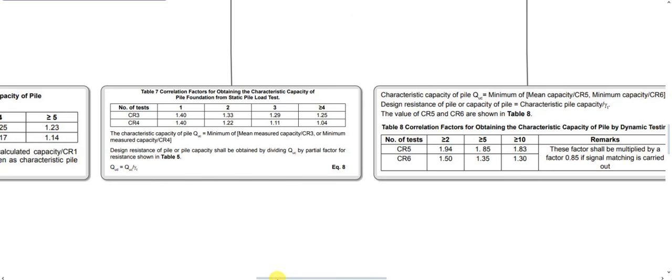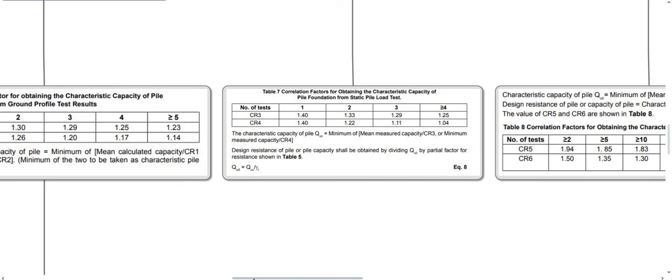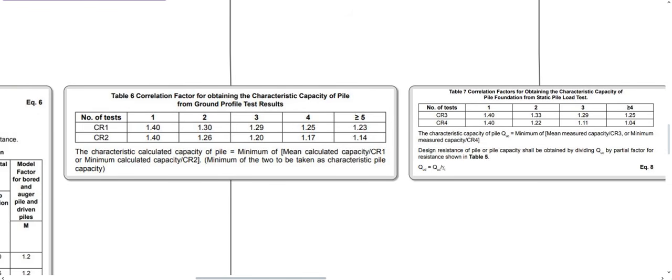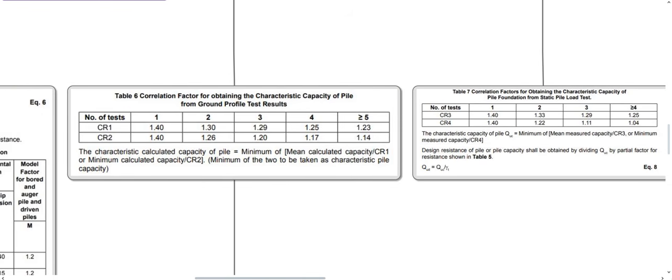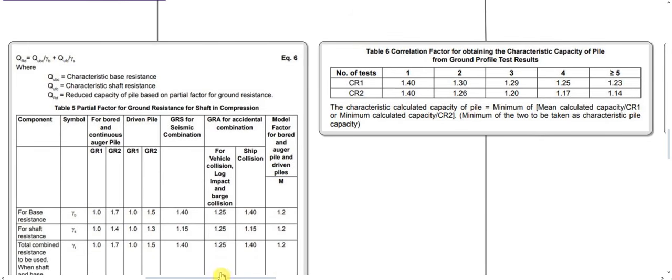So in this case, we don't have separate capacity for base and shaft, so we need to divide it by gamma T. Again, sorry, in our previous section also we need to follow this method, that we need to divide it by gamma B and gamma S and then further divide by the model factor also.